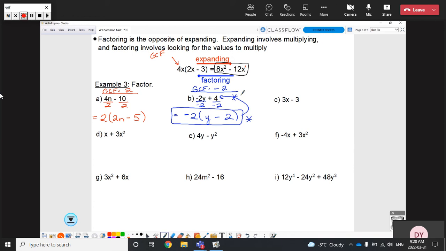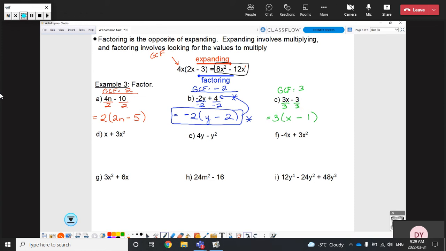Okay, next one. 3x minus 3. What's our greatest common factor here? What is it? 3. Genius. So we're going to divide this by 3, divide this by 3. We're going to keep the 3 out front, and we get 1x minus 1. And if you don't believe me, we could just use the distributive property here, and we'll end up with 3x minus 3.